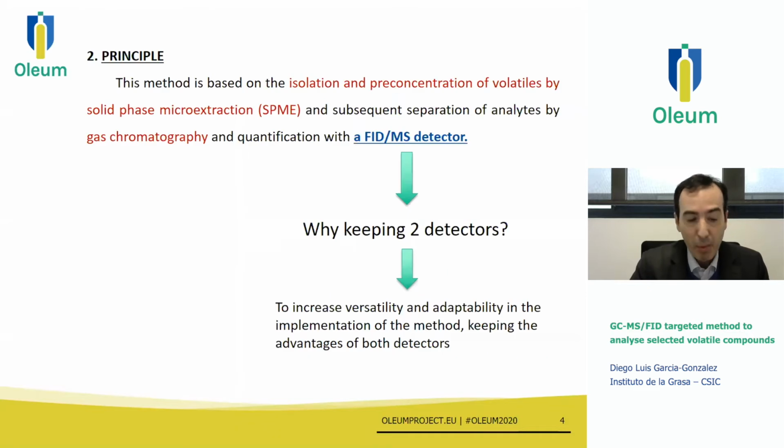You may wonder why keeping two detectors instead of selecting one of them. Well, it's long to explain, but the reason is that we wanted to keep the versatility and adaptability of the method by having the two options depending on the availability of your lab, but also because we wanted to know the performance of the two detectors at the end of the project. So that's why all the time we worked with FID and mass spectrometry.